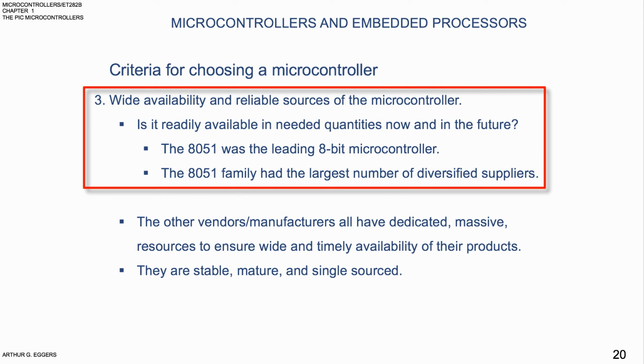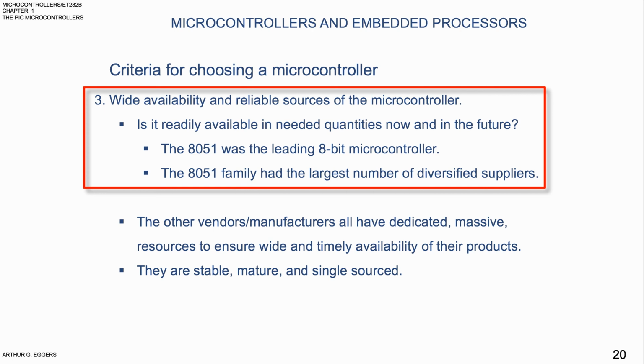Wide availability and reliable sources for the microcontroller. Is it readily available? Can you get it in the needed quantities now and in the future? Sometimes you've got to think in terms of, are you looking at a product that's coming to the end of its life cycle? You know, is the next big thing coming out? And because of that, will the quantities be limited? You may need to go back and look and say, okay, I'm going to wait for the next big one to come out and not buy the previous edition because I'm not going to have the quantities I'm looking for.